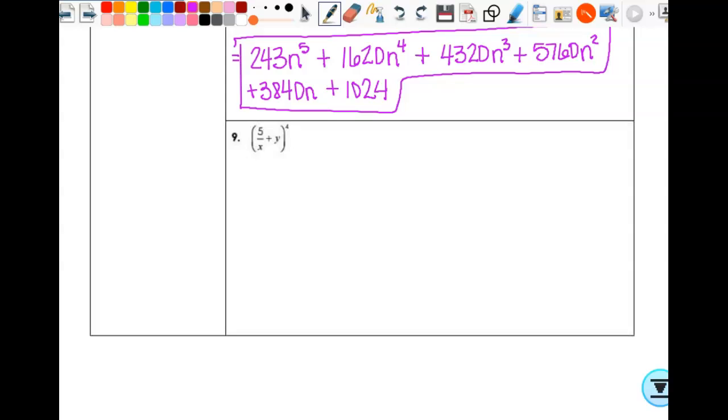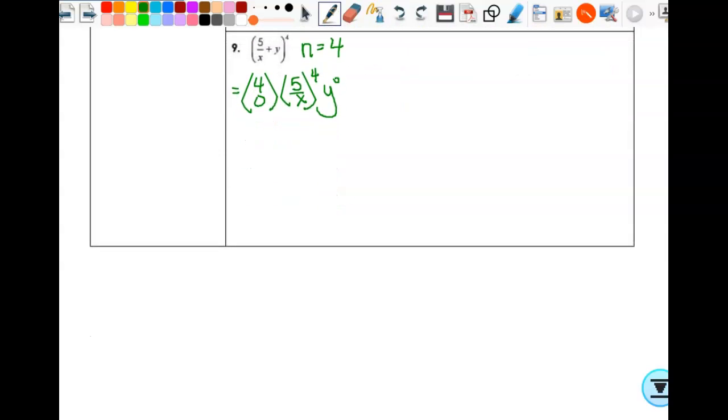Alrighty. Let's look at this last one. N is equal to 4. So I'm going to have 4 things taken 0 at a time times 5 over x to the 4th, y to the 0. Plus 4 things taken 1 at a time times 5 over x to the 3rd power, y to the 1st, and so on.